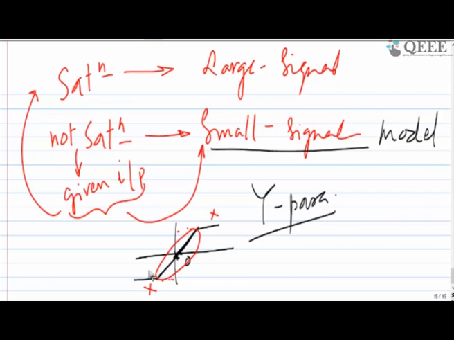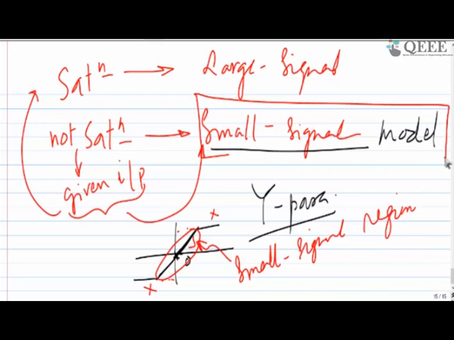So I'm not talking about this part of the characteristic. I'm only talking about this part of the characteristic where your input and output have some slope, and that slope decides the gain. If that is the case, we call that region the small signal region. For that small signal region, we put the small signal model, and for that region only we find out the gain.